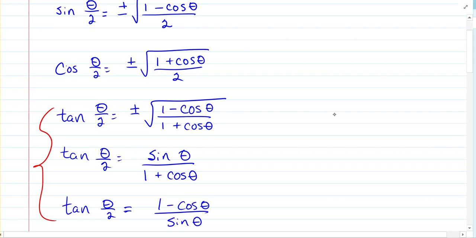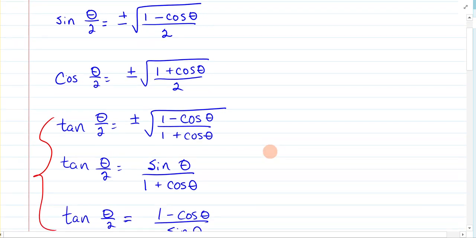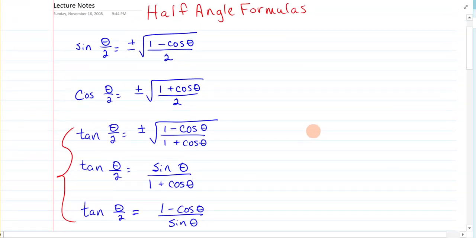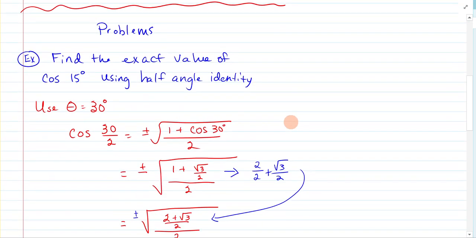Section 5.6 is about half angles. So we've done the double angle, and now we're going to do the half angle, and you'll see the need for that. So here are the list of the formulas. Again, those are on a reference sheet, so you'll want to have that handy as you work through your homework. There's one for sine of theta over 2, cosine theta over 2, and then there's 3 possibilities for tan theta over 2. So let's see how that might work.